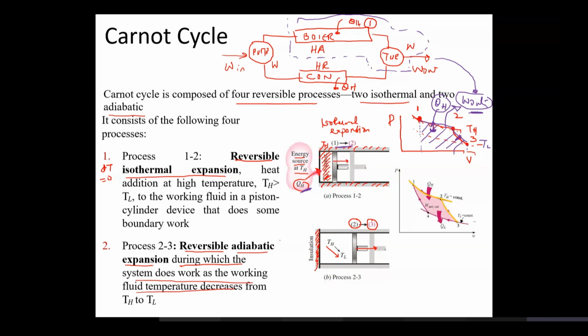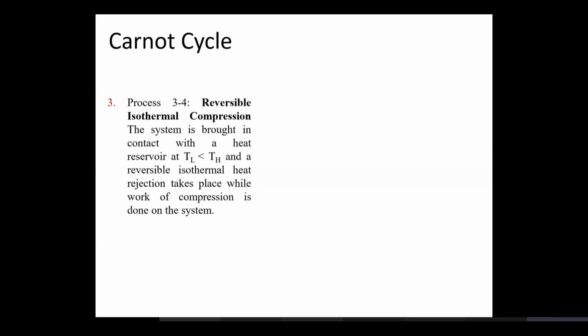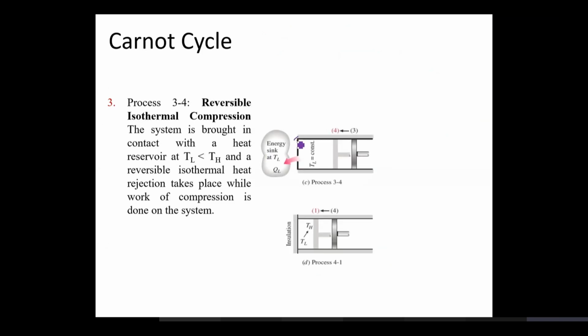Now, if we go back and look at the remaining half of the cycle, we start compressing it. Again, we have removed the insulation and we start compressing the system from 3 to 4. As we compress, we are doing work on the system. As a result of this work being done, the temperature TL would go up to TH. But we'll bring a sink which is at TL. So the additional heat that is generated would move out of the system in the form of QL.